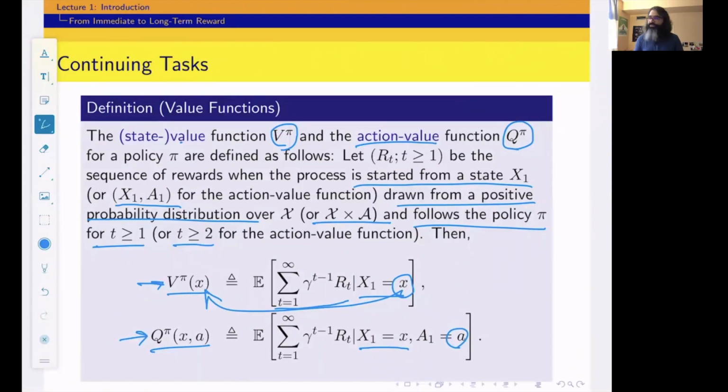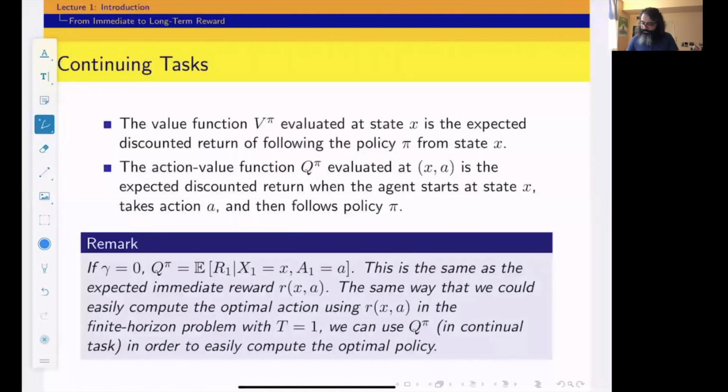Okay. So this is the value function for a continuing task. The important difference from what we had before is that the time goes to infinity, and we also have discounting in the definition. The value function v pi evaluated at state x is the expected discounted return of following the policy pi from state x. It's good to repeat. The action value function q pi evaluated at state x and action a is the expected discounted return when the agent starts at state x, takes action a, and then follows policy pi, after time step 2.